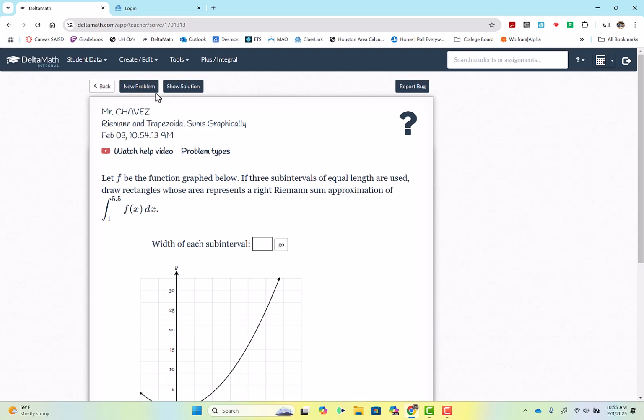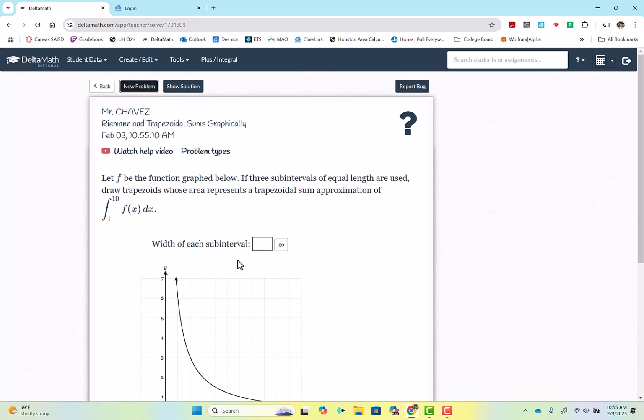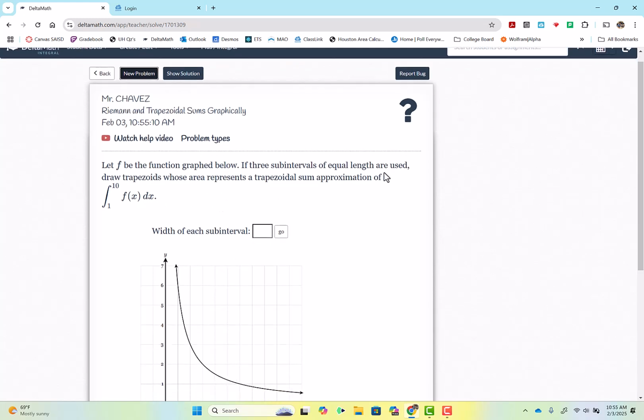Okay, this is a right Riemann sum, so I'm going to go new problem. Okay, here we go. This one says trapezoid. Let f be the function graphed below. If 3 subintervals of equal length are used to draw trapezoids, whose areas represent the trapezoidal sum approximation. All right, so 10 minus 1 is 9. 9 divided by 3 is 3. So each delta x is going to have an interval of 3. Width of each interval, 3.